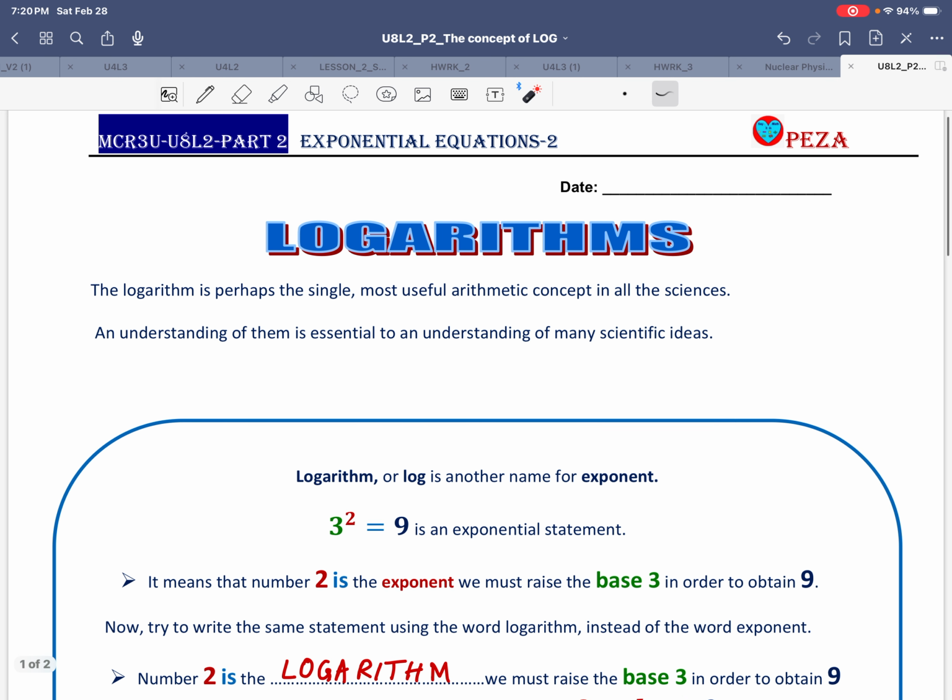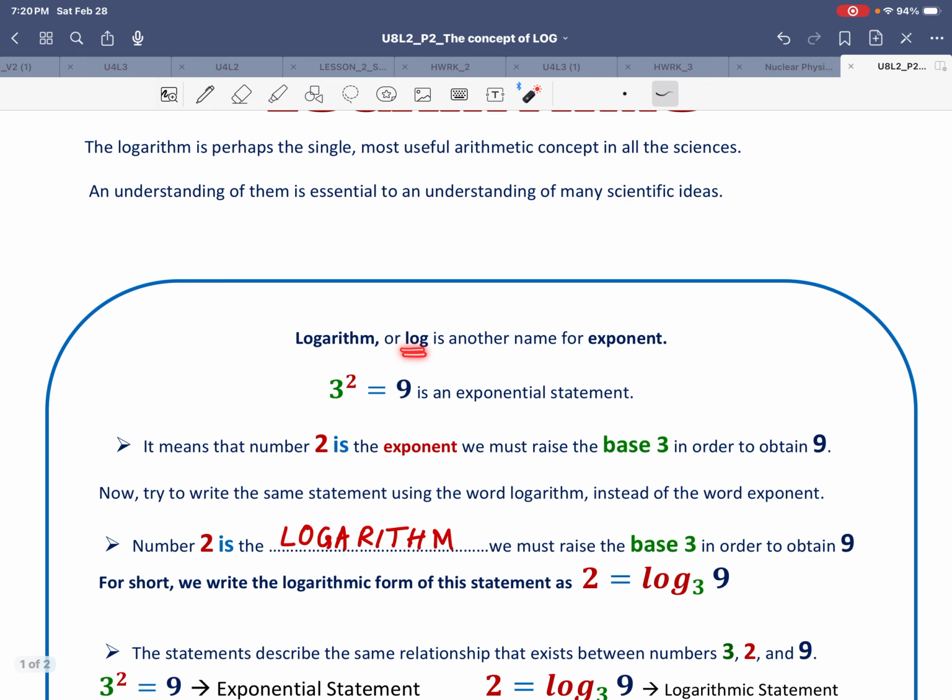So logarithm, or as we call it for short log, is just another name for exponent. So we all know that if we have a number 3, we raise it to the power of 2, so that is the base 3 to the exponent 2 or power 2, then the answer would be equal to 9. So this is what we call an exponential statement.